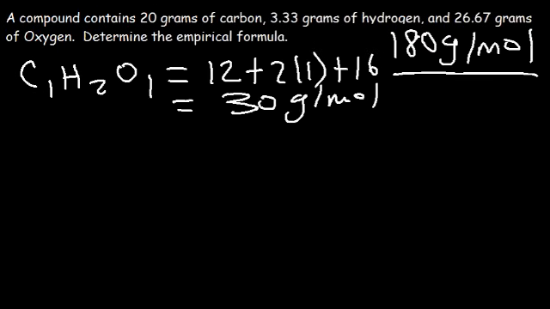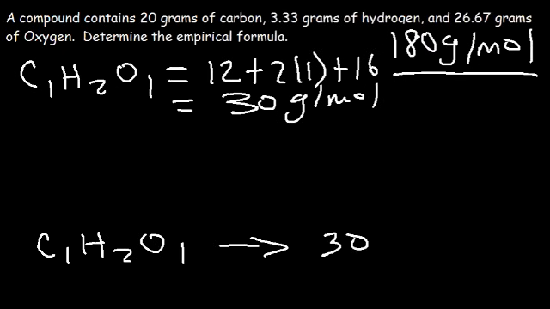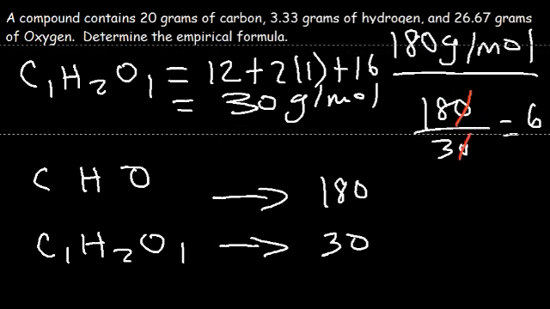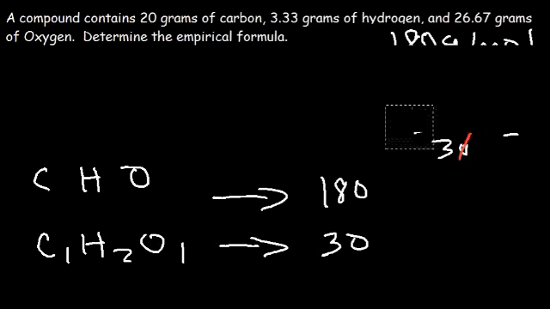Now, let's think about this. The molar mass for the empirical formula is 30 grams per mole. The molar mass for the molecular formula is 180. So what do you think the subscripts are for the molecular formula? If we divide 180 by 30, this will give you 6. You can cancel the zeros: 18 divided by 3 is 6. That means that we need to multiply the subscripts by 6.